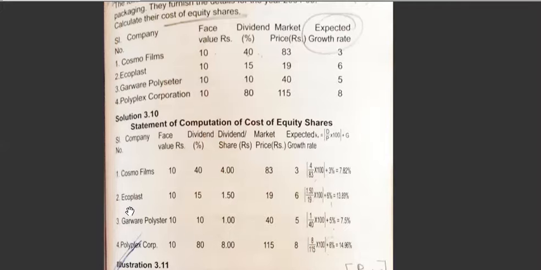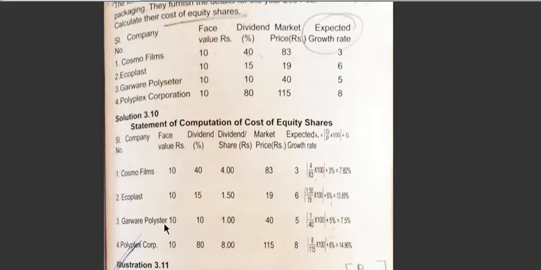Next, the second company is Ecoplast. Face value 10 rupees, dividend percentage 15, market price 19, expected growth rate 6. Multiply 10 into 15%, you will get 1.50. Then 1.50 divided by 19 into 100 plus growth 6%. So you will get 13.89%.